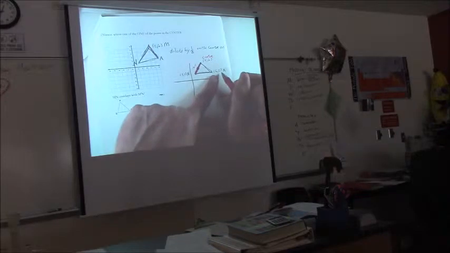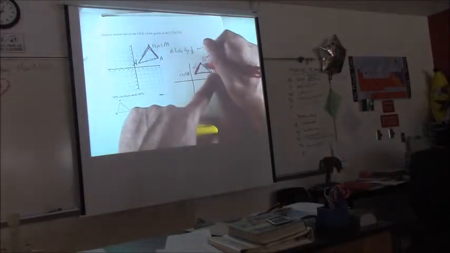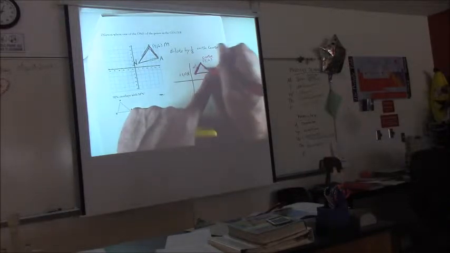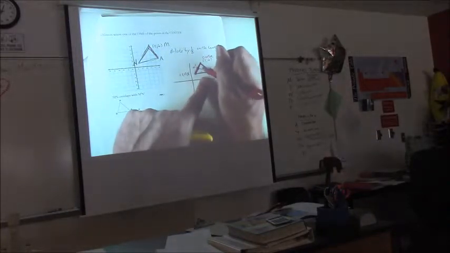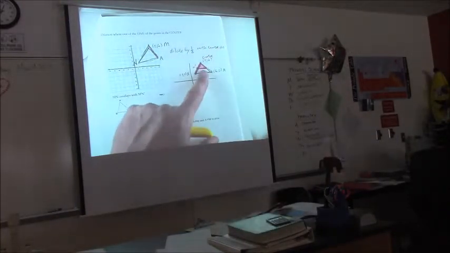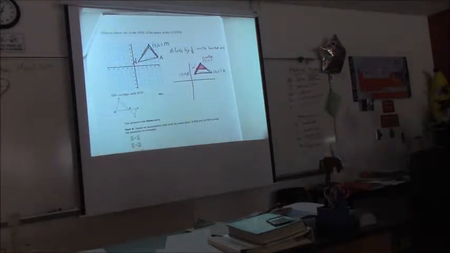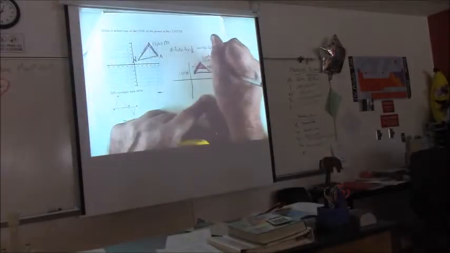If this was A, now A is going to be what? Dilated by a half, it's now half the distance from the center, so it's going to be right here. So the result is this. There's the shape that just got dilated by a half. Make sure you got this down.